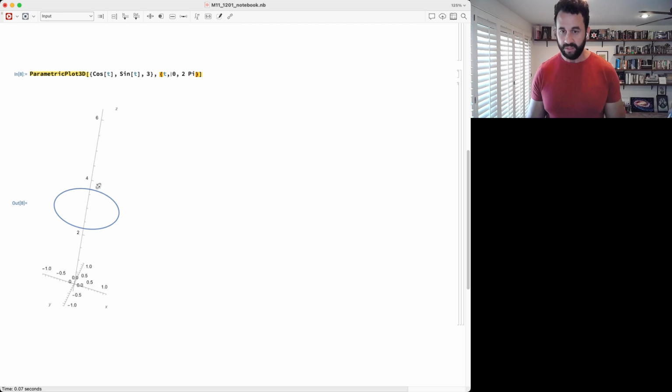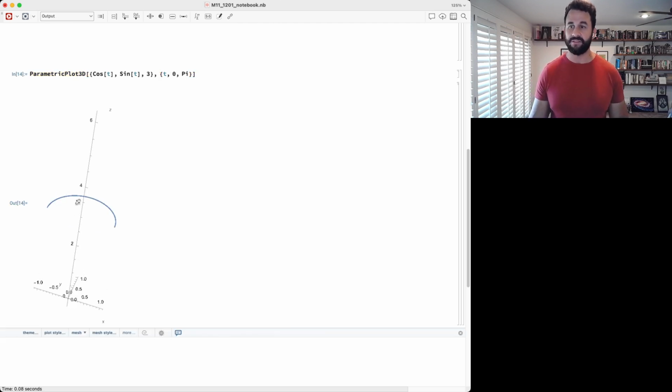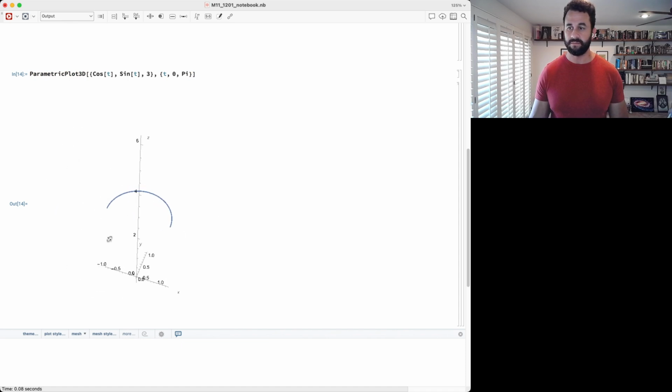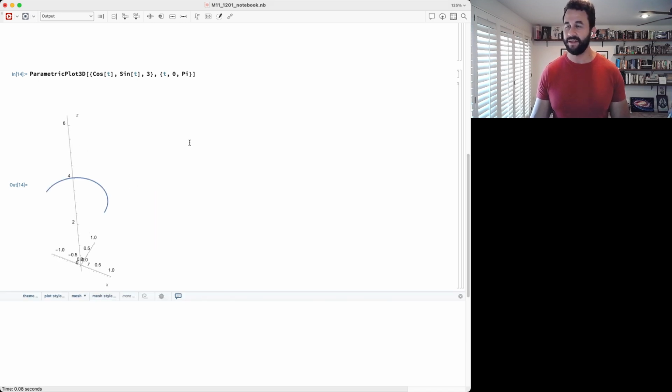For example, if I were to change this to just pi and recompile, I get half the circle. The upper half of the circle, you could think of it like that, right? There you go. That probably looks familiar. All right, now turn it to the side. Welcome to Calc 3. Calc 3 for Calc 3D, right?